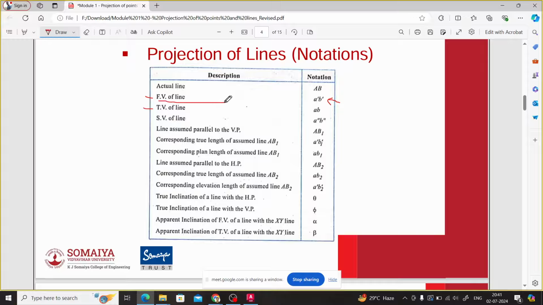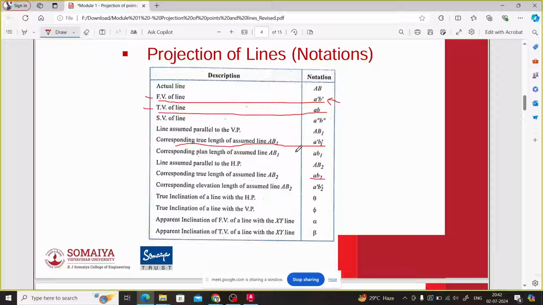How should we denote the front view? Front view should be denoted as A dash B dash. Top view of a line should be denoted as AB. Then true length of a line is denoted as A dash B1 dash. Then true length of a line is denoted as AB2.